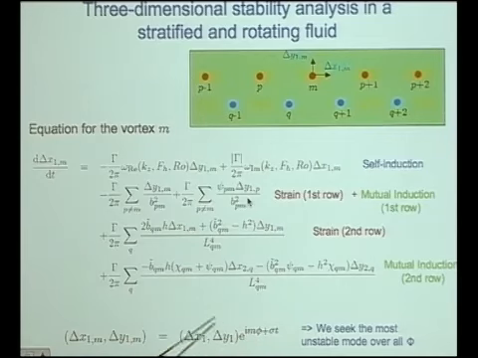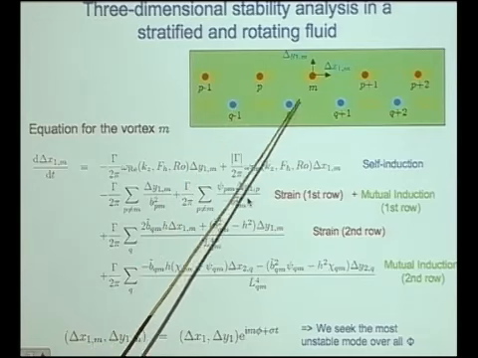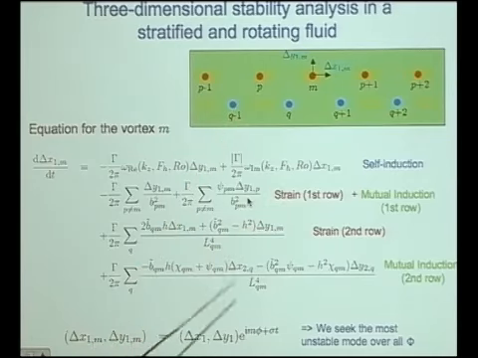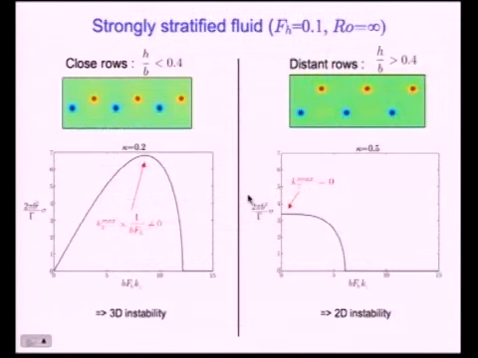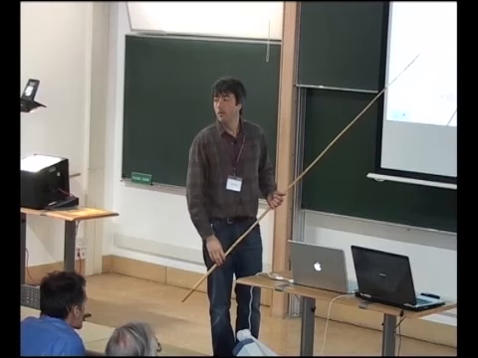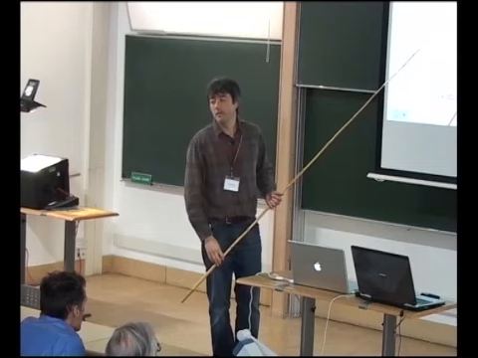But here we are going to look at perturbations of this form, with a growth rate sigma and with the parameter phi, which describes the periodicity of the perturbation in the row-wise direction. And here I'm going to show you only the most unstable mode over all values of phi.